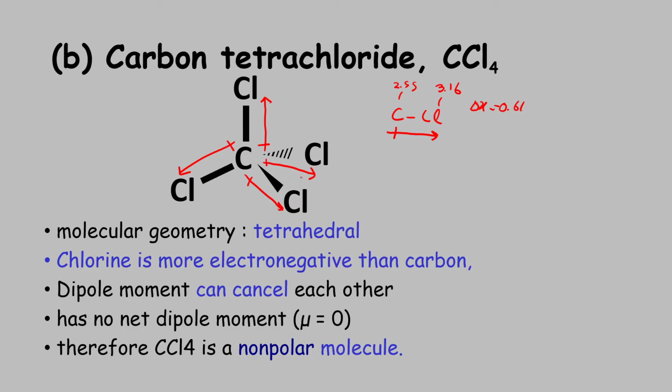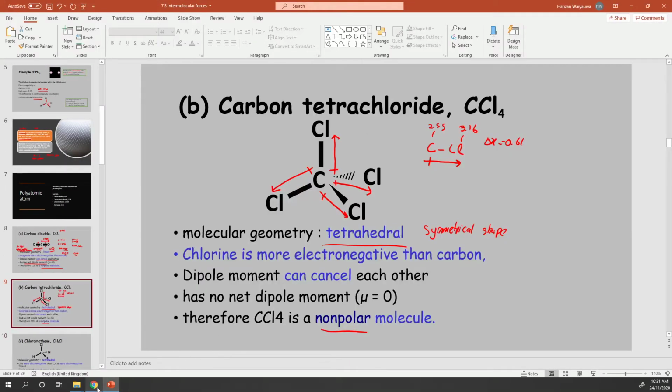So, even though you look at it, can they actually cancel each other? Why did it become non-polar? Okay, because if you remember, tetrahedral is a symmetrical shape. Okay, I'll show my model to see why it is symmetrical.